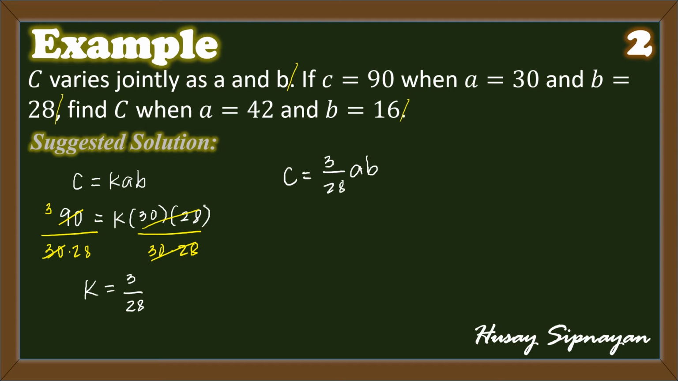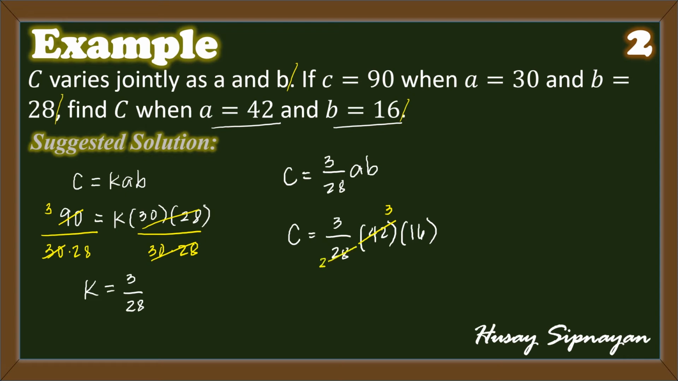I-substitute natin ang a equals 42 at b equals 16. Meron tayong c is equal to 3 over 28 times 42, that is the value of a, times 16, that is the value of b. Bago tayo mag-multiply ng mga values, mag-simplify muna tayo using cancellation. Ang 42 at 28 ay madidivide sa 14. 42 divided by 14 is 3. 28 divided by 14 is 2.